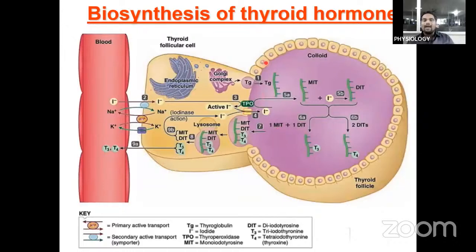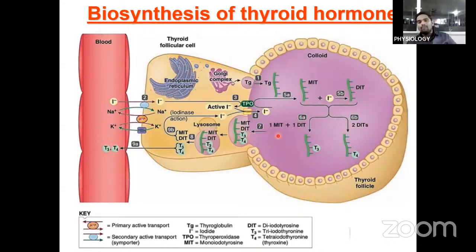Okay. Later, after this synthesis reaction, what happens? Whenever there is a requirement in our body for thyroid hormone, after all the reactions, it will be stored inside the colloid. Inside the colloid, all the thyroglobulin that is attached with iodine will be stored. So these are all the forms of iodine that are attached to your thyroglobulin.